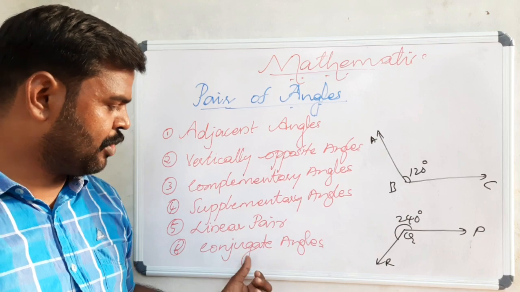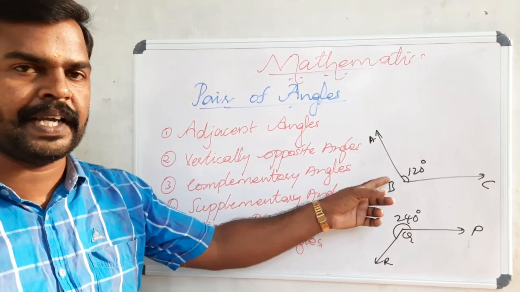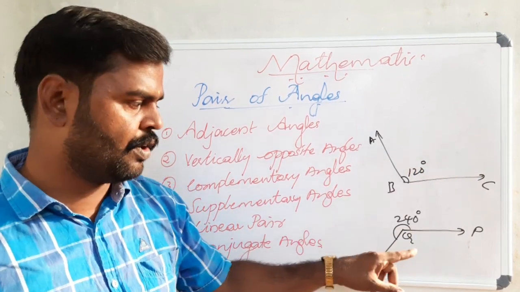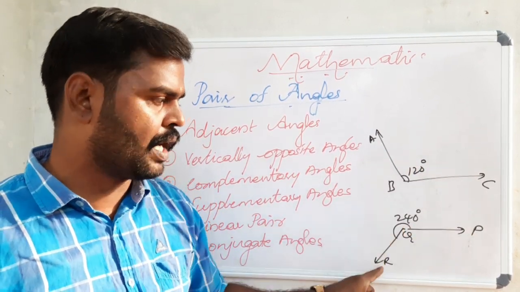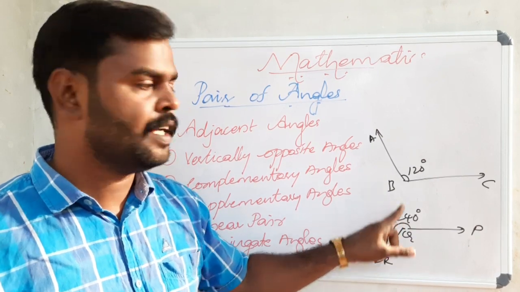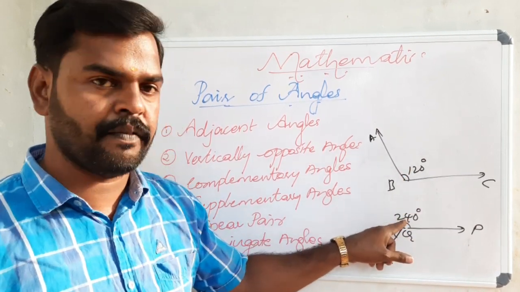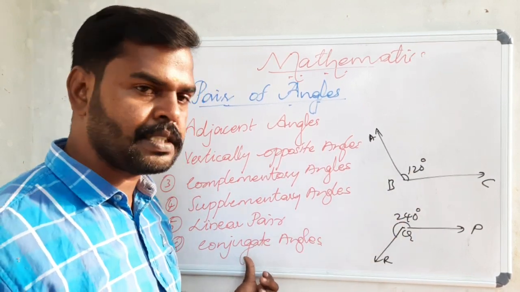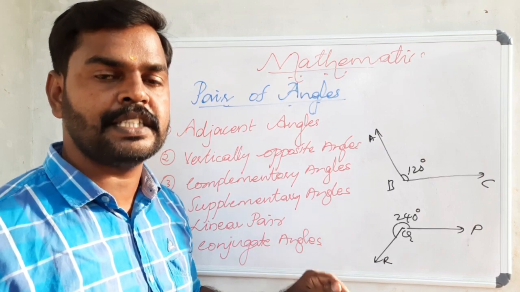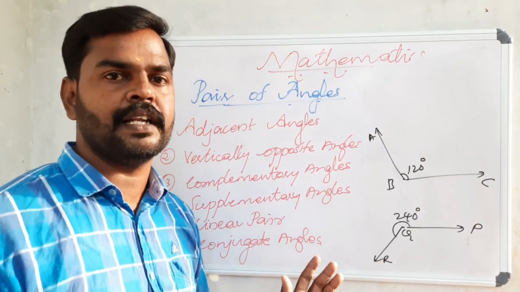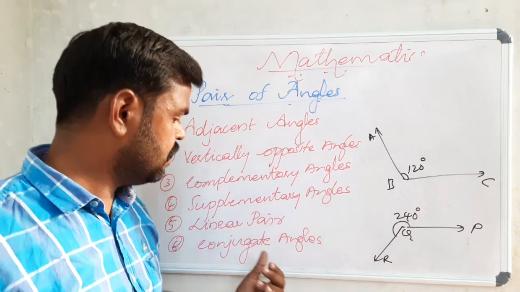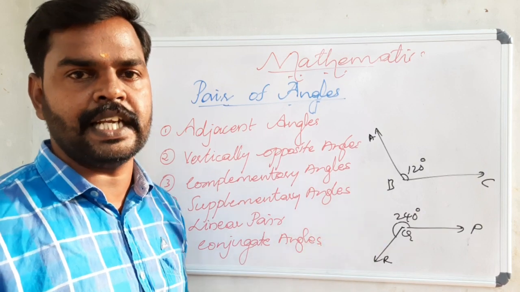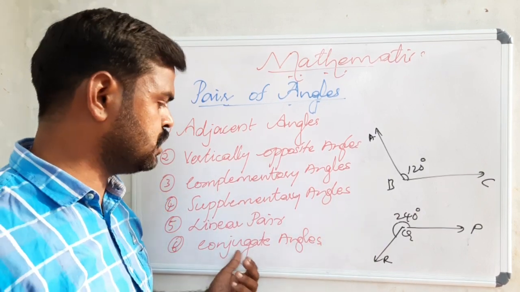Next, we can discuss conjugate angles. Let us see this figure. Angle ABC, how many degrees? 120 degrees. What about the down figure? Angle PQR, how many degrees? 240 degrees. Here 120, here 240. What about the sum? 360 degrees. So what are conjugate angles? The sum of two angles is 360 degrees, or a complete angle. Then that type of angles are called conjugate angles.